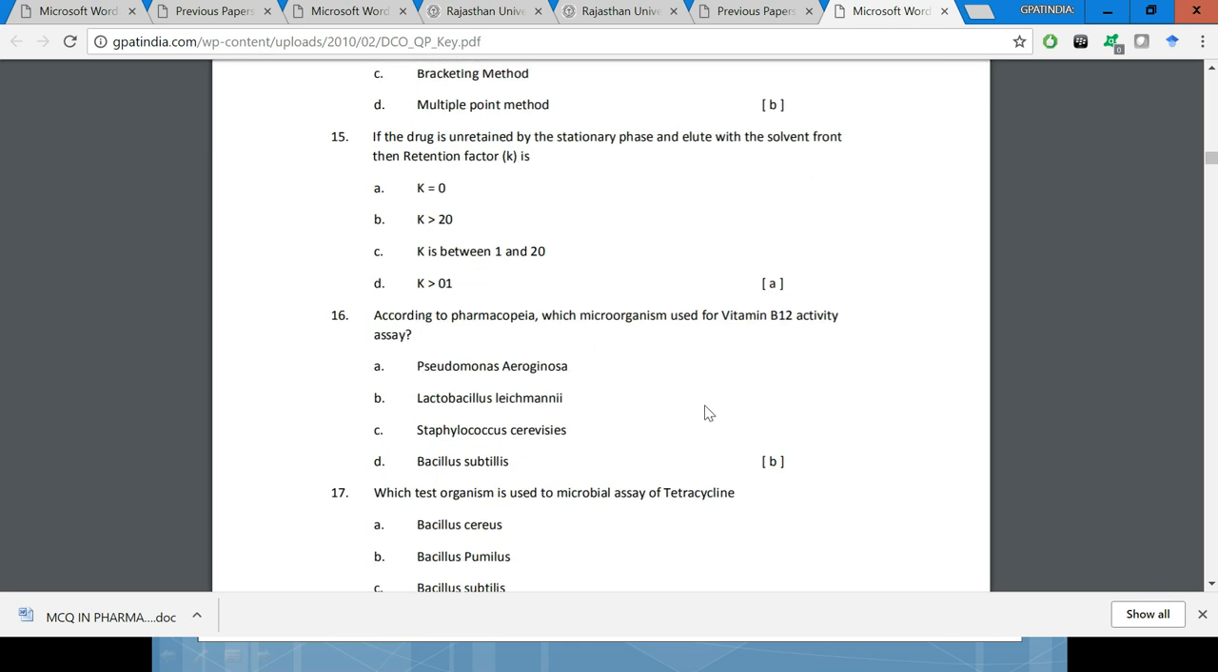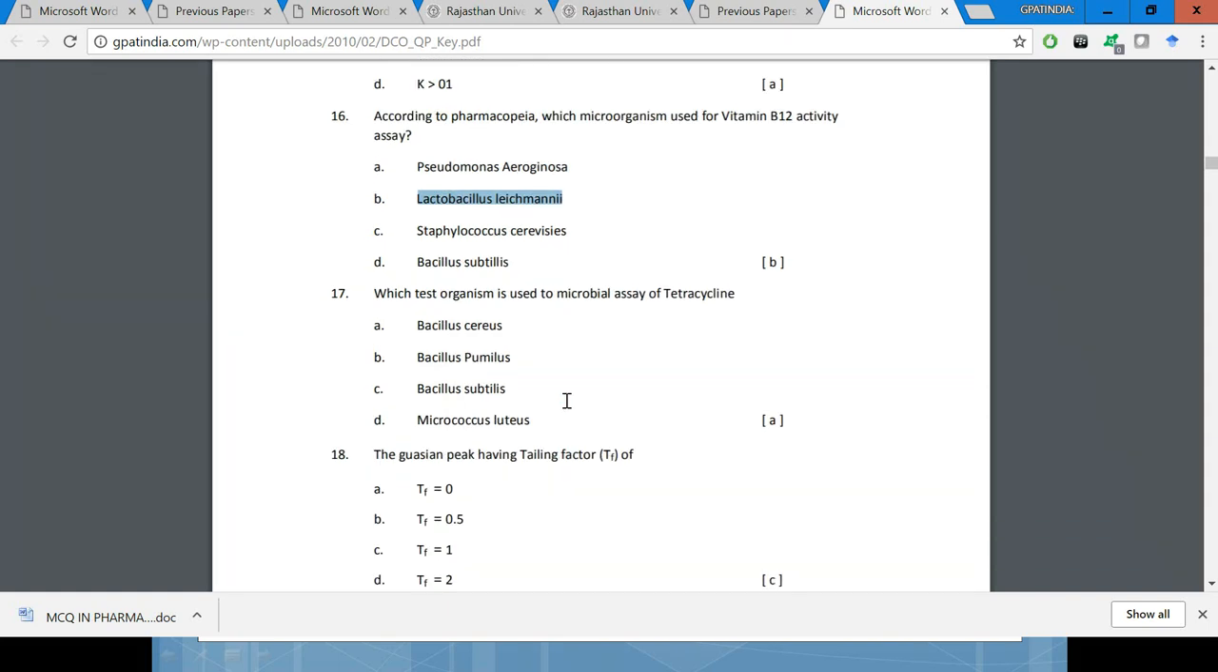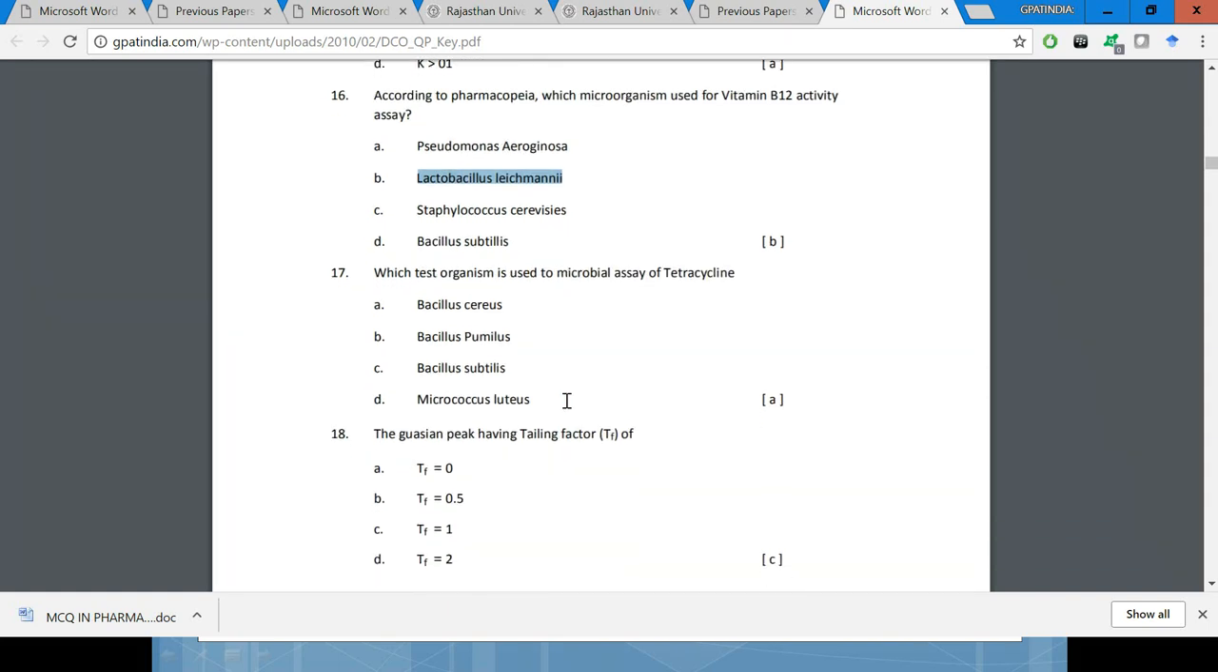15th question. If a drug is unretained by the stationary phase and elutes with the solvent front, the retention factor is, obviously its answer is 0, because the column is not retaining that compound. That means there is no retention for this compound. Next question, according to pharmacopoeia, which organism is used for vitamin B12 activity assay? Correct answer, Lactobacillus leichmannii. Next question, which test organism is used for microbial assay of tetracycline? Correct answer is Bacillus cereus.